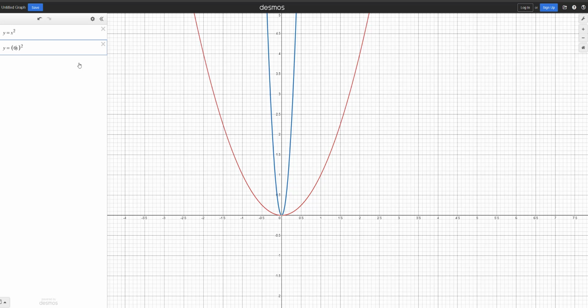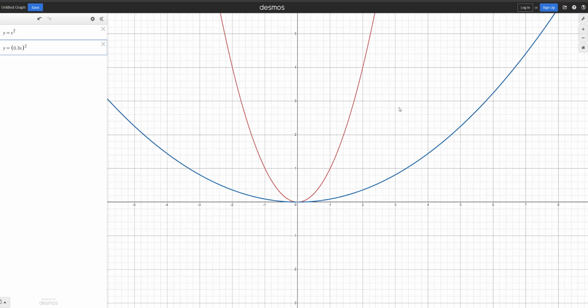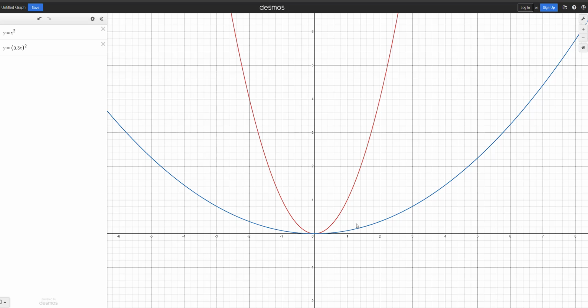Well, what does a horizontal stretch look like? What if I did 0.05? No, that's too much. 0.3. All right, take a look at this.